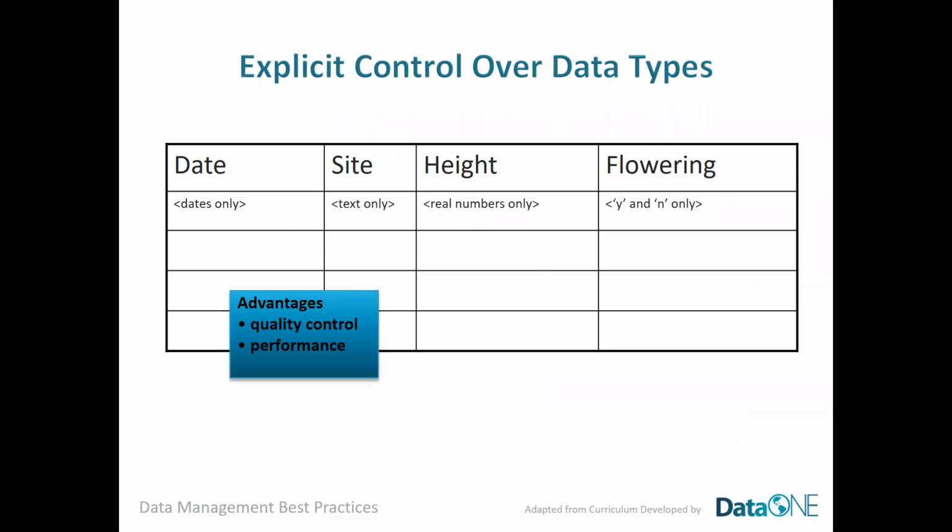Database features include explicit control over data types and have the advantages of quality control and performance. Here in the plant phenology table, only dates are allowed in the date column, only text is allowed in the site column, only real numbers are allowed in the height column, and if a user tries to enter a question mark, for example, under the flowering column, the database will reject the entry because it will only accept a Y or an N. So this is useful for defining how data is to be entered.